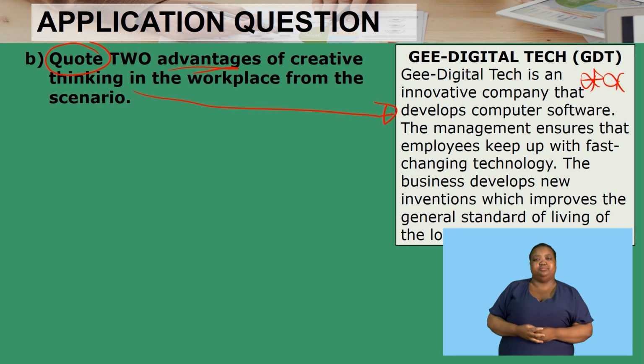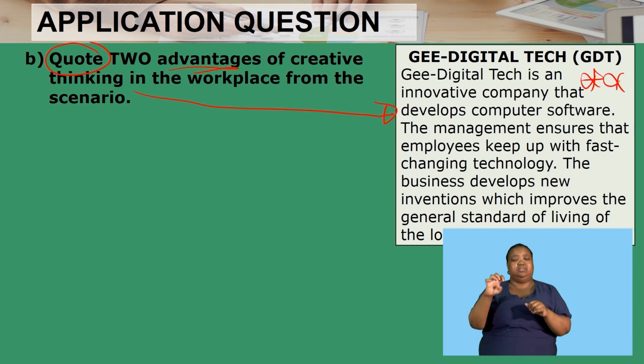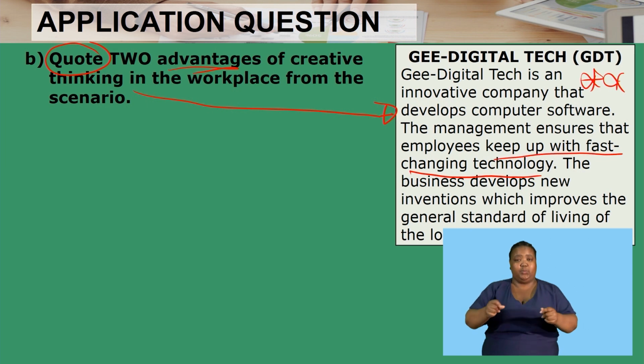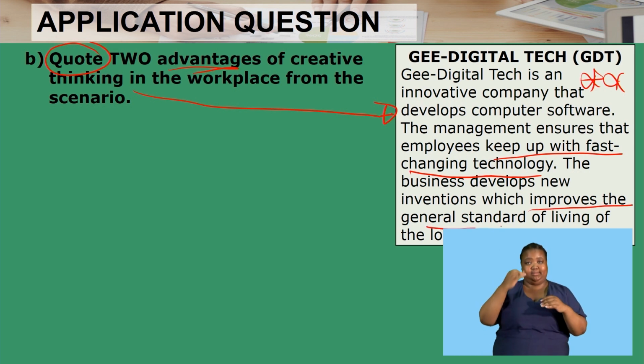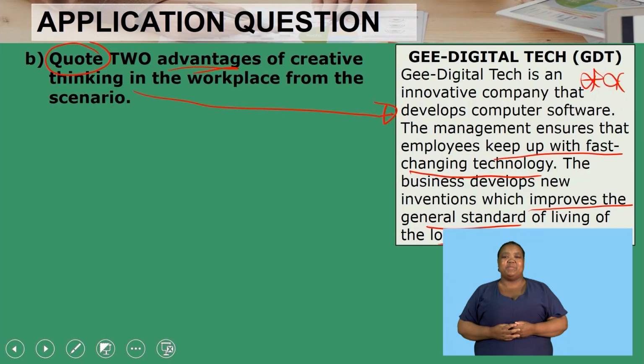So I'll go through the scenario quickly again so that we can see our advantages. They said GDT is an innovative company that develops computer software. This is just a reminder. The management ensures that employees keep up with the fast-changing technology. They ensure the business develops new inventions which improves the general standard of living. The business develops new invention. So I'm sure you've already spotted two advantages of creative thinking from the scenario. I'm sure you can think of those. Yes, you got that one right. Yes, let's now write them.